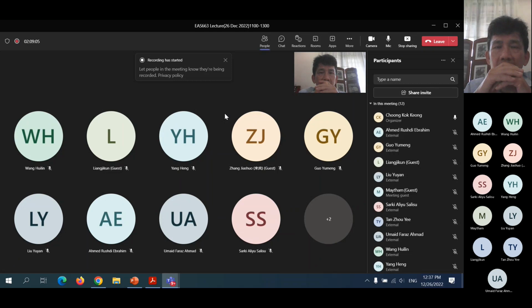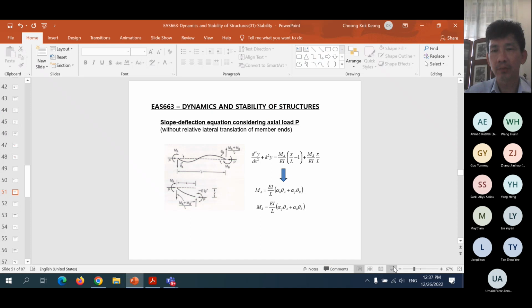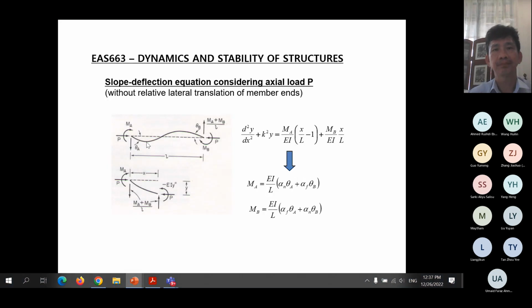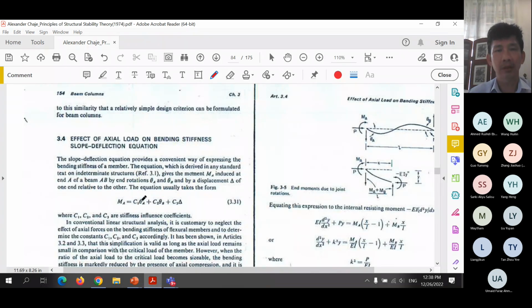Now there is another method that we want to look at. The other method that we want to look at is the method using slope deflection equations. So this is the next part that I would like to go through. And this slope deflection equations is given in this particular notes that I share with you, section 3.4. In section 3.4 is effect of axial load on bending stiffness. And this is specifically by looking at the slope deflection equations.